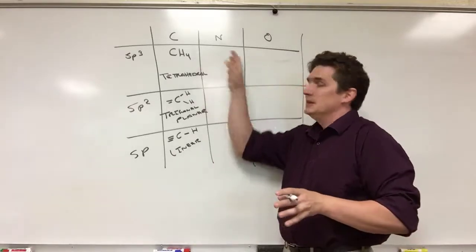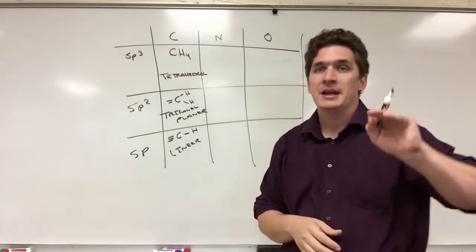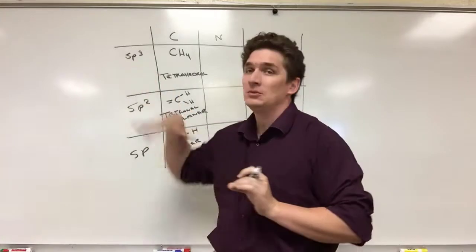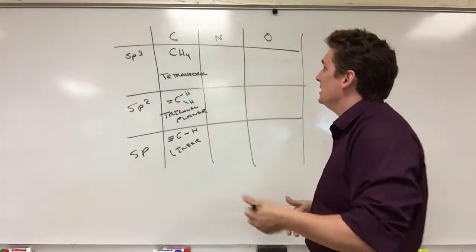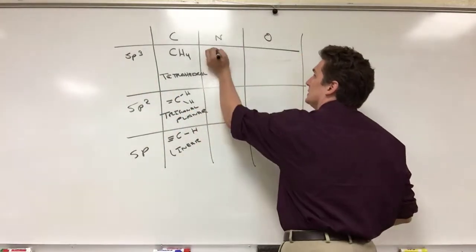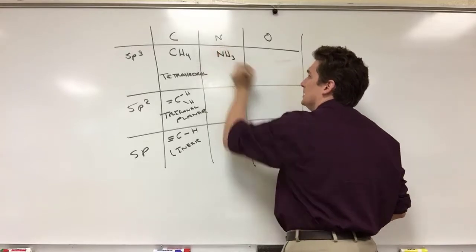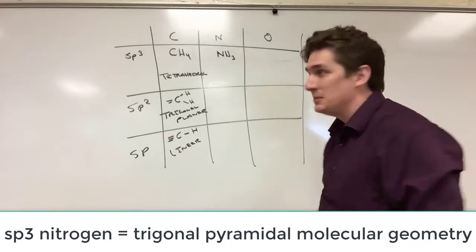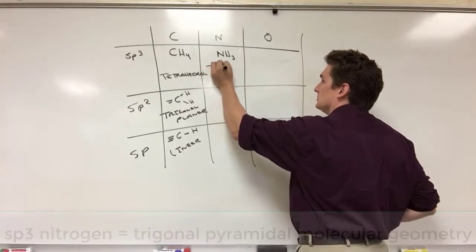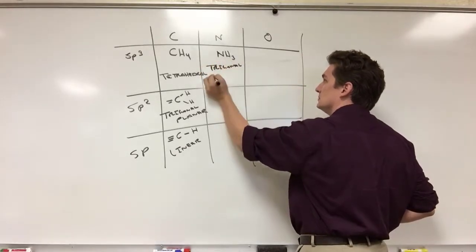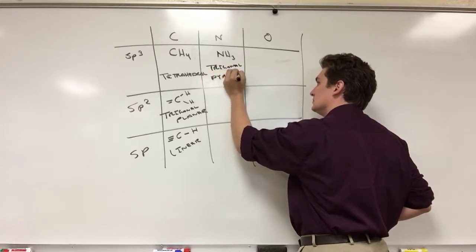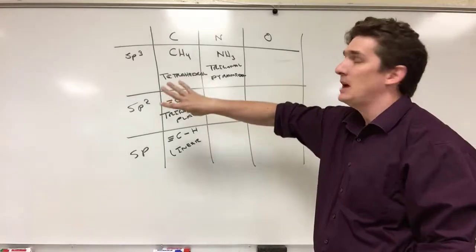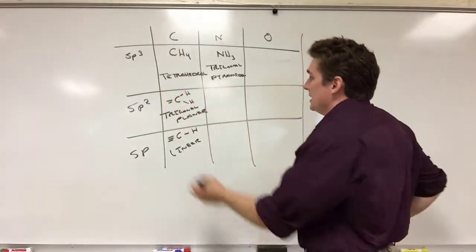Now nitrogen. Nitrogen is going to have 3 bonds around it and it's going to have 1 lone pair. So one of our hybridized orbitals here is going to be holding the lone pair electrons of nitrogen. So an example of an sp3 hybridized nitrogen is ammonia, NH3. Now the molecular geometry associated with this is trigonal pyramidal. See how I said this is a little confusing? So sp3 hybridized nitrogen is trigonal pyramidal.